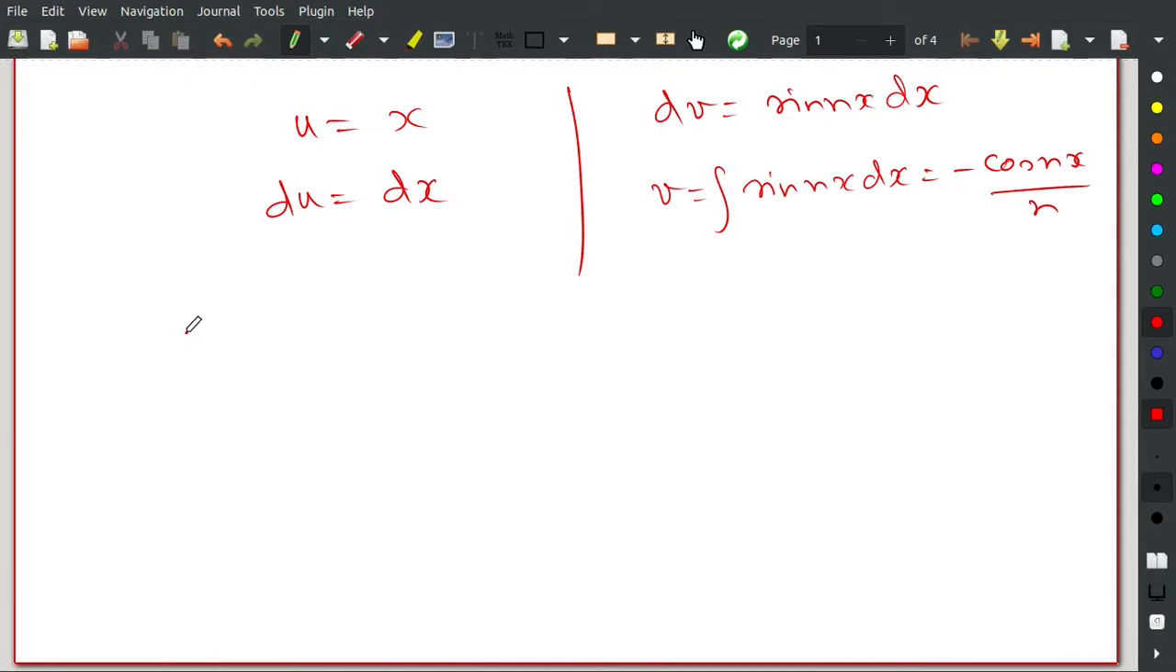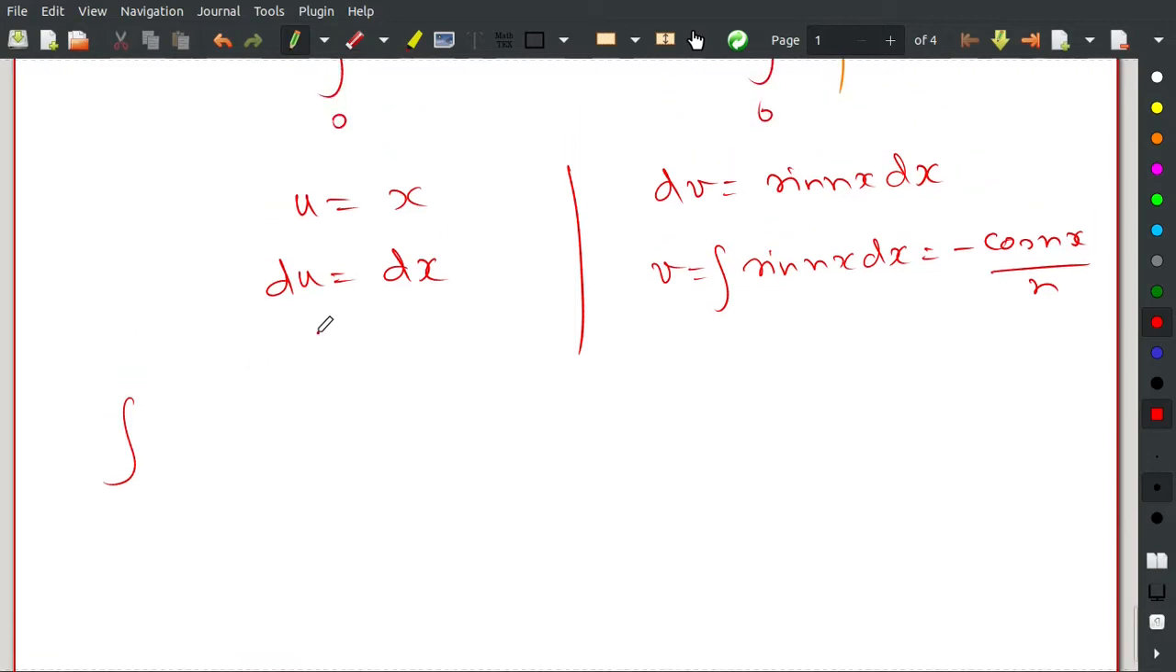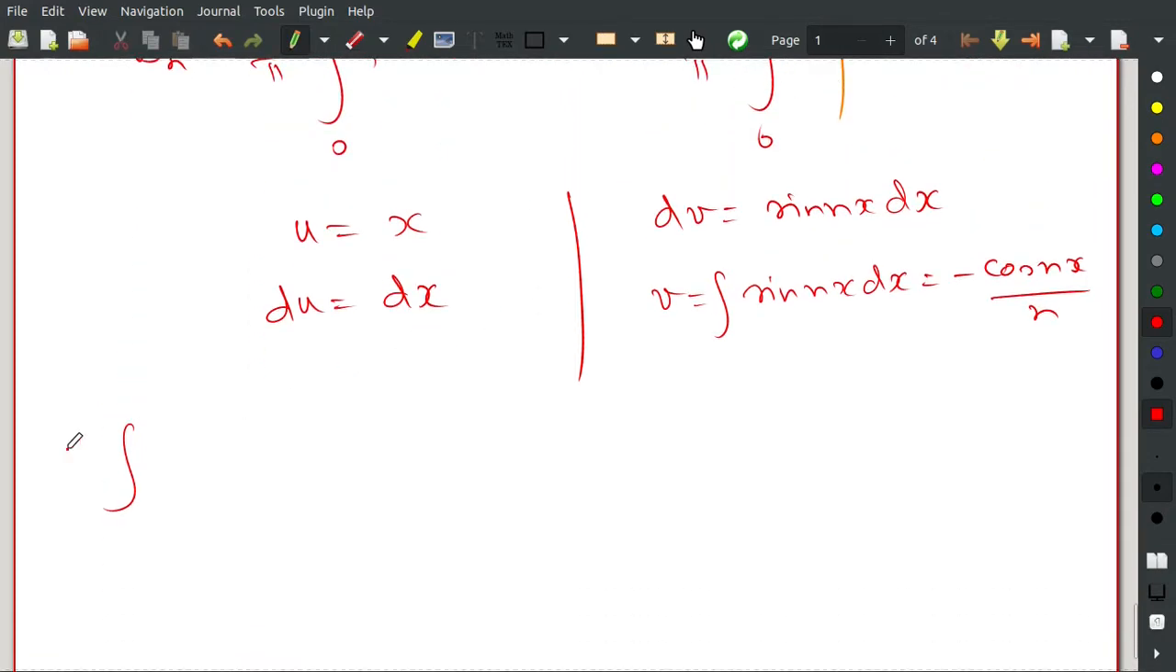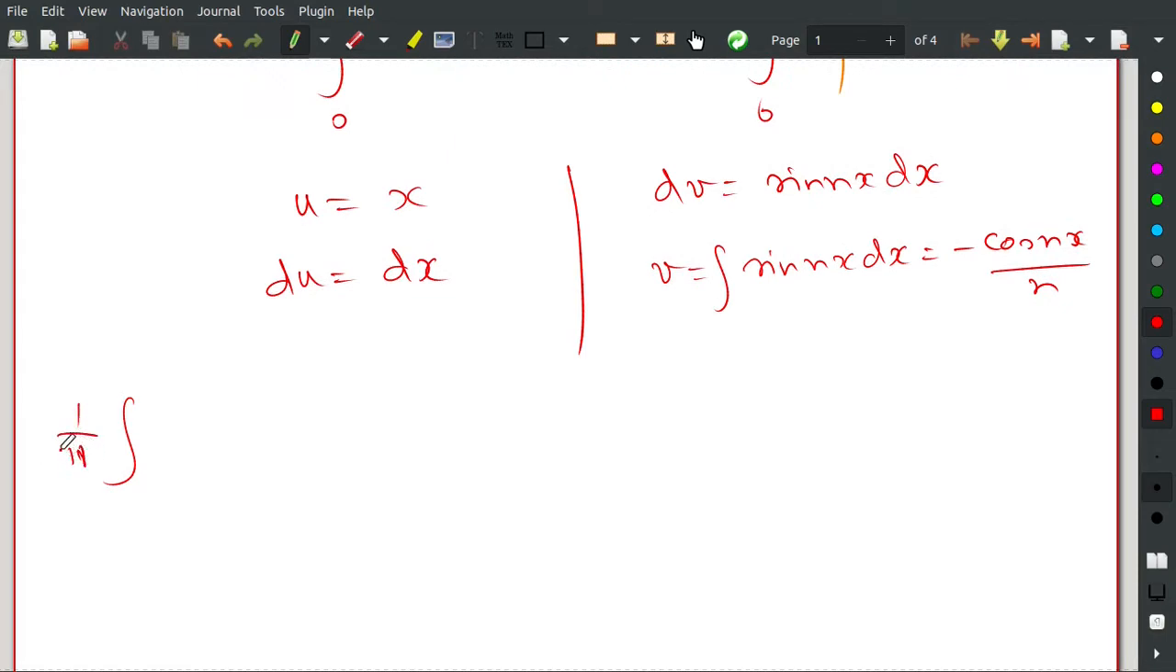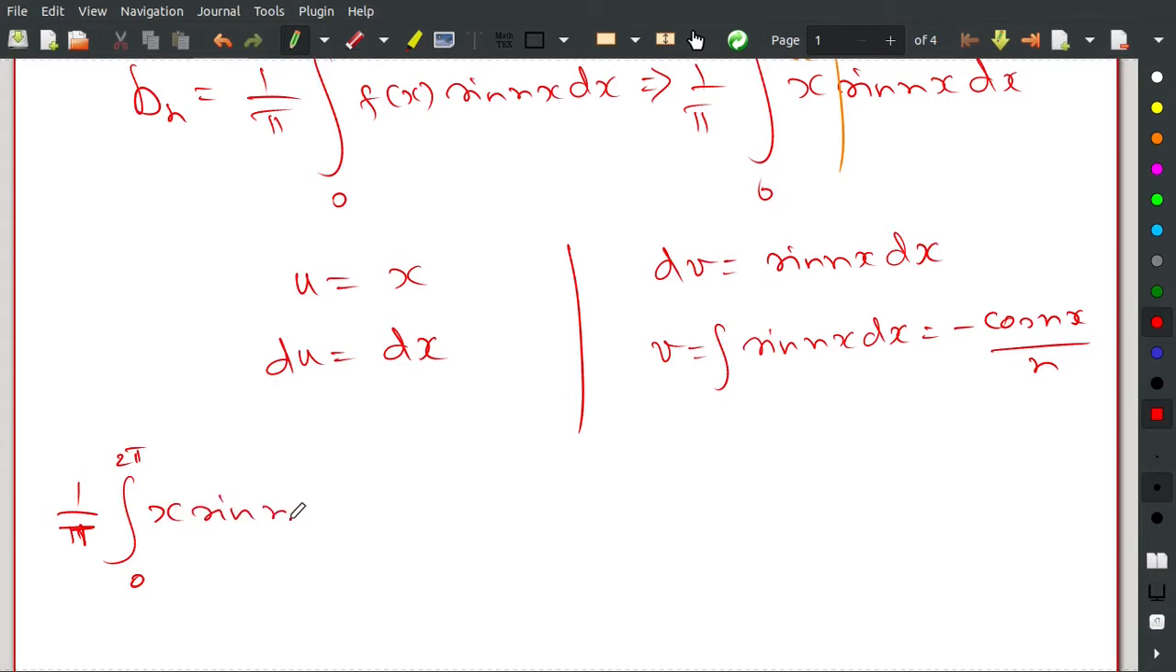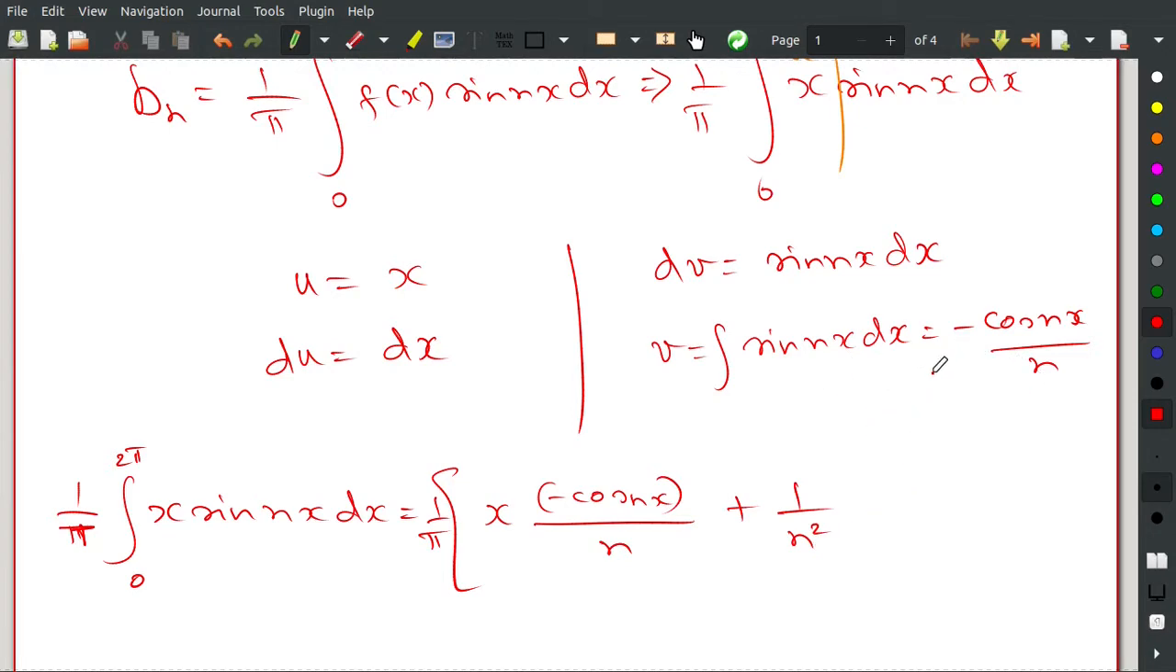So this integral can be represented as integral u dv. So we have 1 by pi integral 0 to 2 pi x sin nx dx equals uv, therefore 1 by pi times x into minus cos nx by n plus integral v du. I didn't evaluate that, you try to evaluate it. I will write the direct answer. We have 1 by n square sin nx. So the limit is 0 to 2 pi, right?